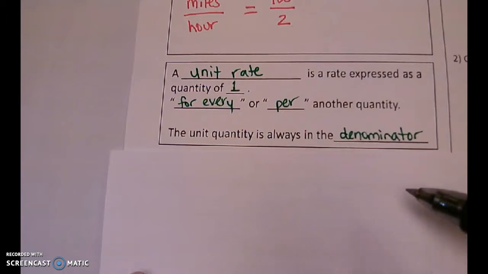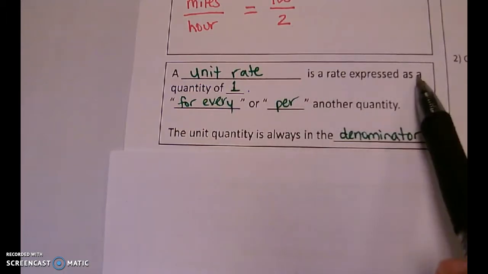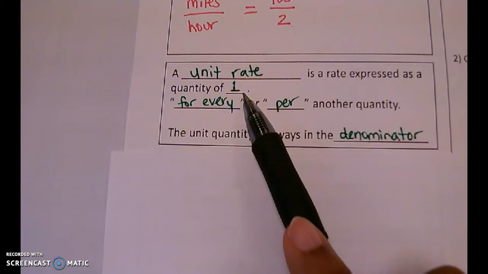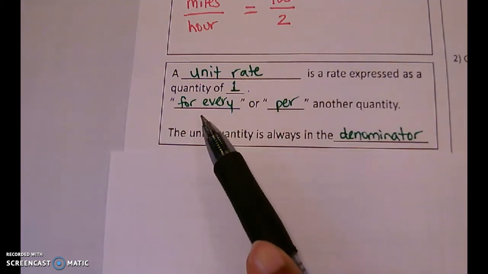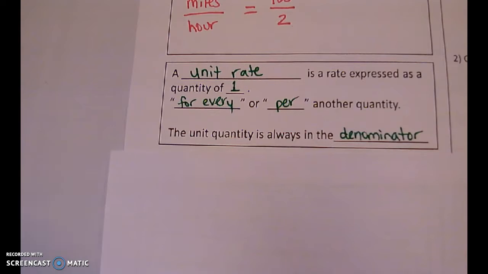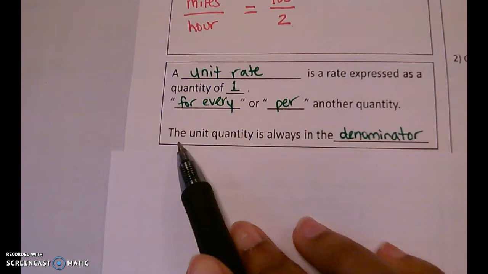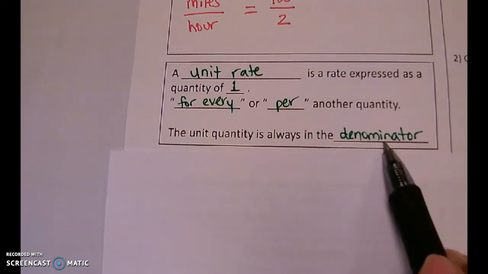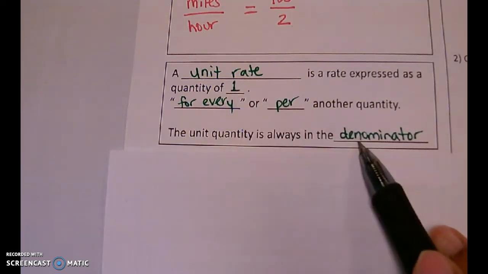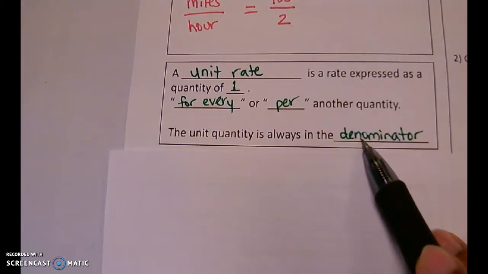A unit rate is a rate that's expressed in the quantity of 1. So in word problems or situations, we're going to see the phrases for every or per another quantity. You always need to know that the unit quantity is always in the denominator. So that means 1 is going to be in the denominator. So if you hear an example, Miss Fersner passes out 5 pieces of candy per group, we're talking about unit rate. Okay? Let's look at a unit rate problem and see if we can solve it together.